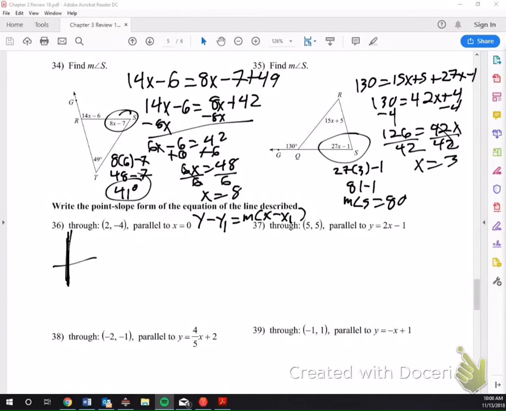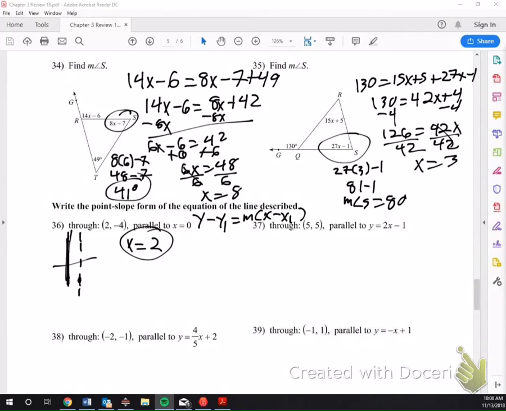So we need a line parallel to that that goes through 2, negative 4. So that dotted line, that's going to represent what we need. Now, the point there is 2, negative 4. Well, what is the x going to equal at 2, negative 4? The x equals 2. And that's the line.